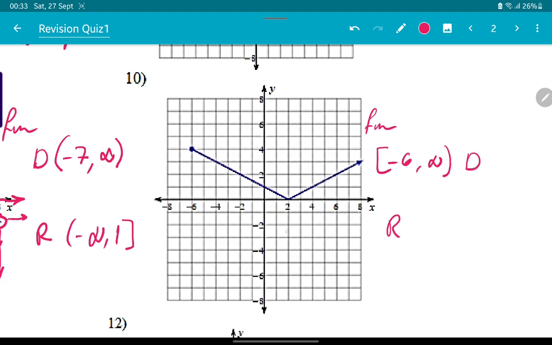For the range, we start walking on the y-axis. The start is 0 here, and we go up. Don't stop here, because on the right side it goes up to infinity. When you check it from the right side, it goes to infinity because this arrow means it's going up to infinity, going right to infinity. Sorry, it takes a parenthesis.